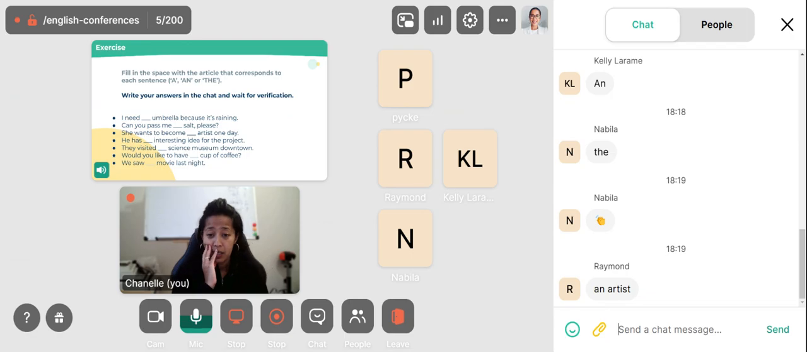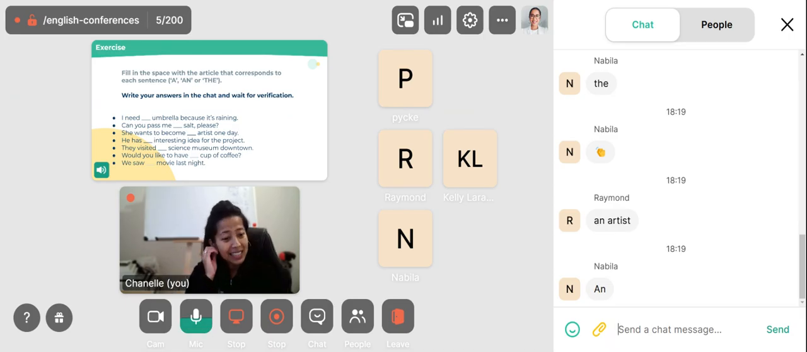The next one, she wants to become artist one day. A artist, an artist, or the artist? Well done. Raymond says an artist. Nabila says an artist. Beautiful.